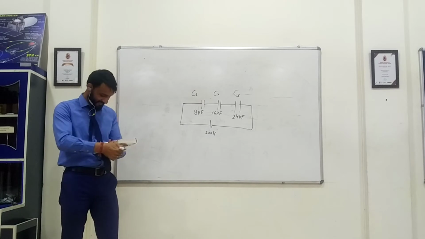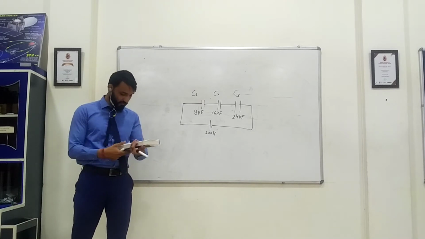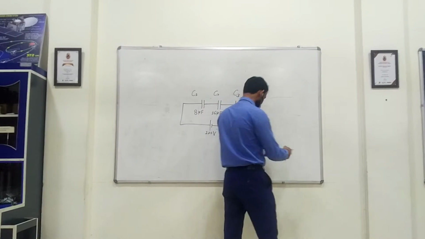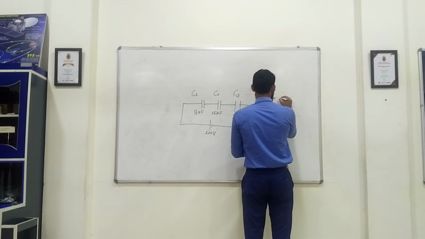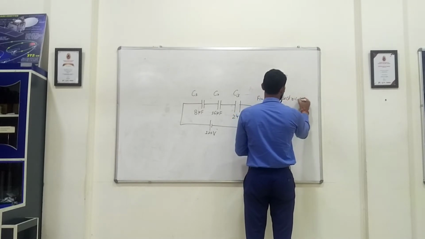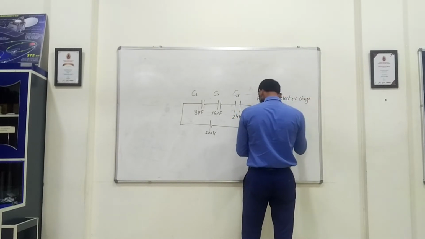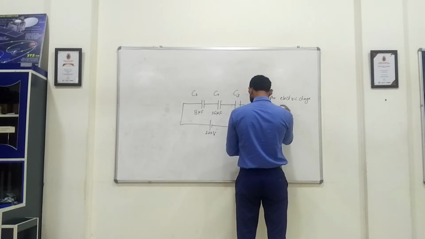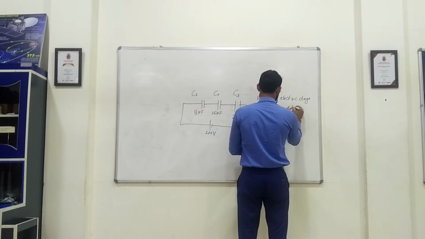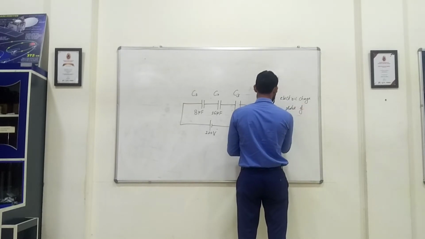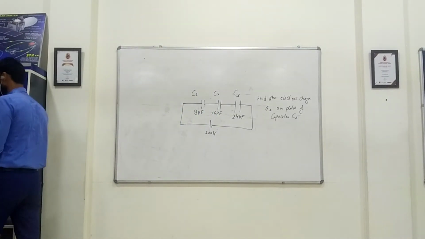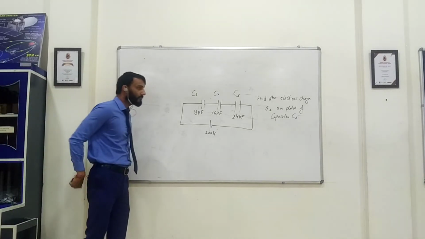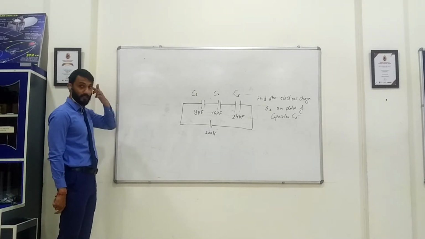In this question, they are saying find the electric charge Q1 on plates of capacitor C1. So this is what you have to find out now. So think about it, how you are going to do it.